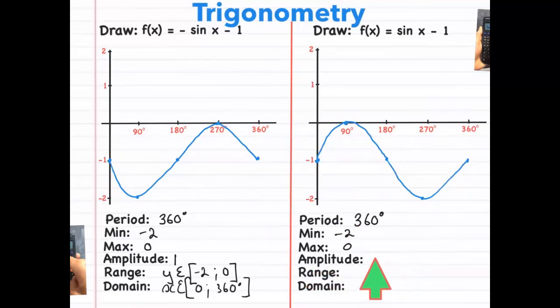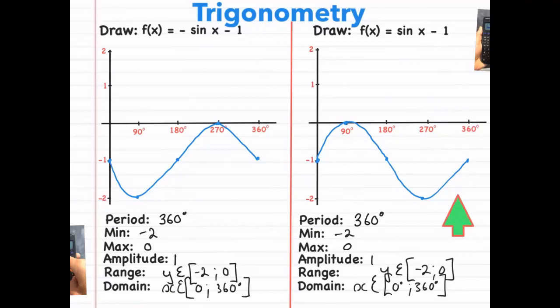And what is the amplitude? Well, we can read it there at the front. It is a 1, or another way to calculate it, we go from -2 all the way to 0, which is 2 units divided by 2 is 1. The range, well, it goes from -2 to 0. So this time we can write here that it is y is an element of -2 to 0. And the domain is x is an element of, it goes from 0 degrees all the way to 360 degrees.